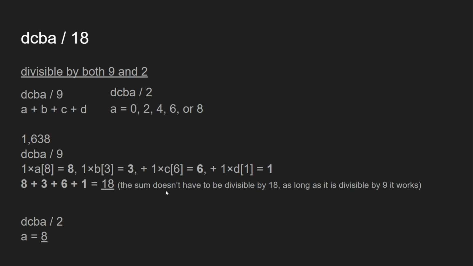And I put this in parentheses here. The sum doesn't have to be divisible by 18, right? In this specific example, it is, but it doesn't matter, right? If adding up the sum of the digits gave us 9 or gave us 27, that's totally fine, as long as it's divisible by 9, okay? It doesn't have to be divisible by 18 as well. And I showed that previously with the example of divisibility by 12.